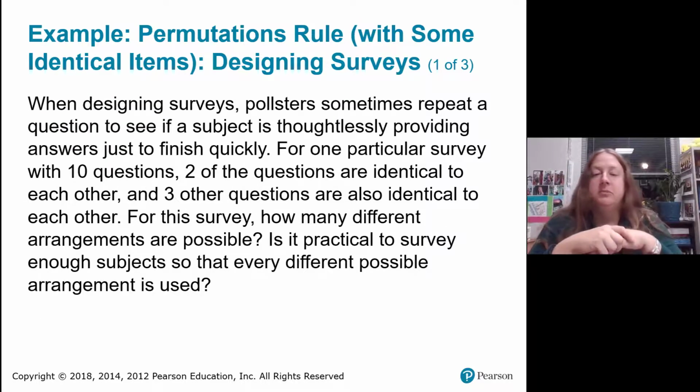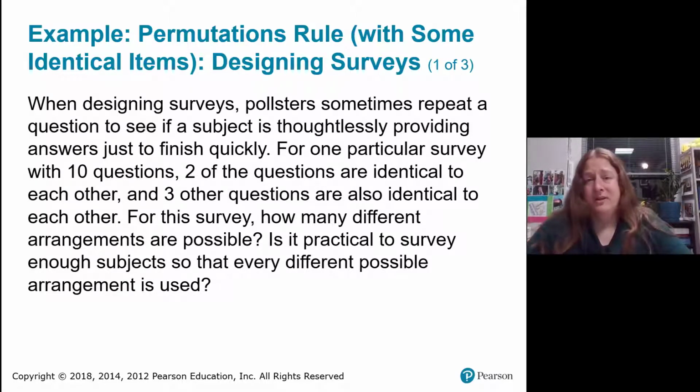So let's take a look at an example here. So we have a survey. We're going to take a look at the way pollsters design surveys. Sometimes they repeat questions just to see if you're thoughtlessly providing answers to just finish quickly. It's a big problem in survey research, actually. All right, so in one particular survey with 10 questions, 2 of the questions are identical to each other, and 3 other questions are also identical to each other. All right, it's a lot to be identical to each other for a 10-question survey.